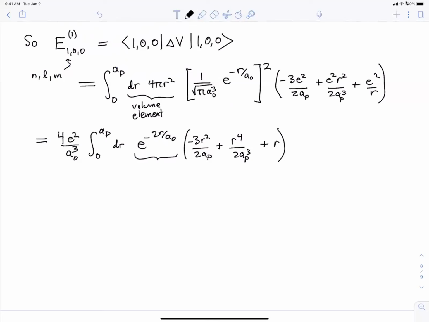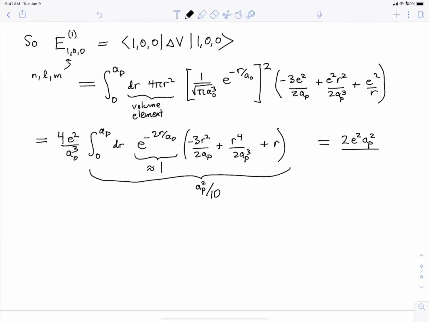Okay, r over a0 is going to be much, much less than 1 when r is between 0 and a proton. So it does no harm whatsoever to just replace that factor by 1. And then the integral gets even easier. And the whole thing works out to be, according to me, a proton squared over 10. Okay, you're just integrating a polynomial. And so if we put all that together, we get twice the electron charge squared, a proton squared over 5 Bohr radius cubed.